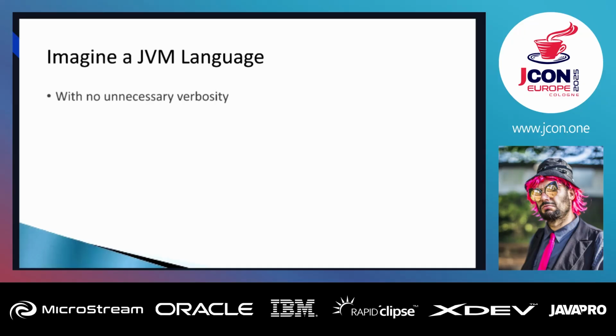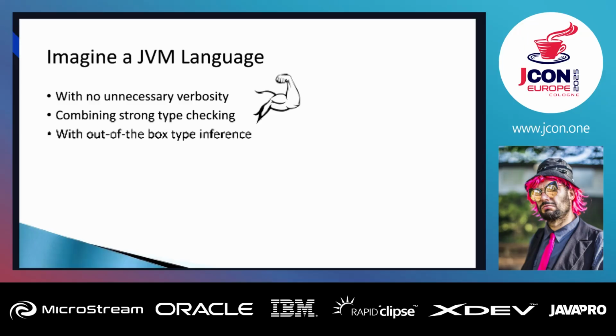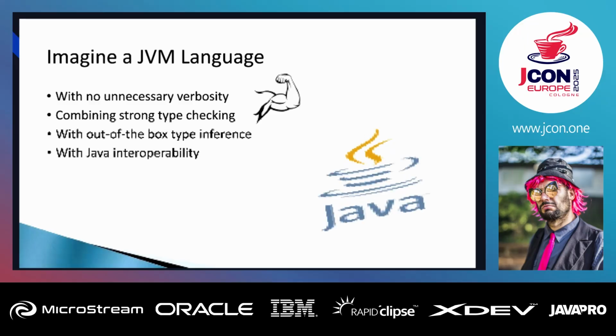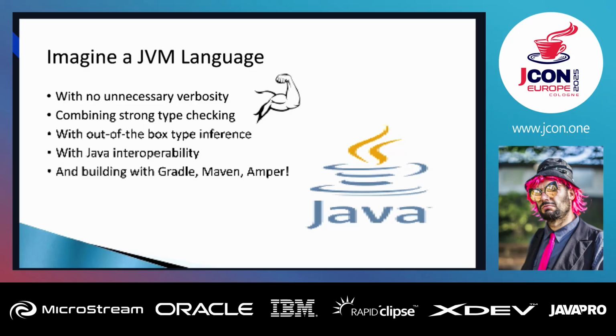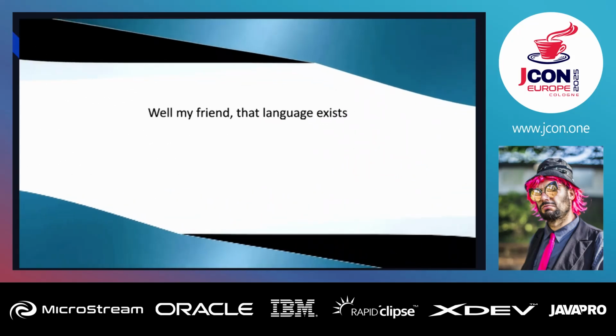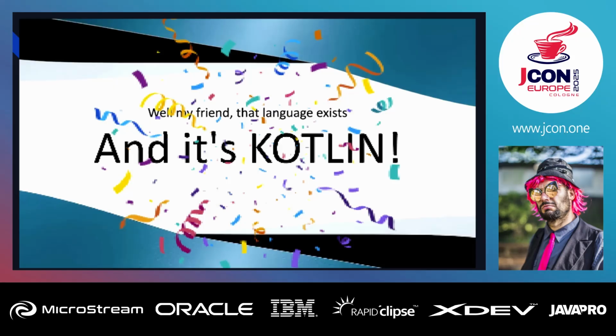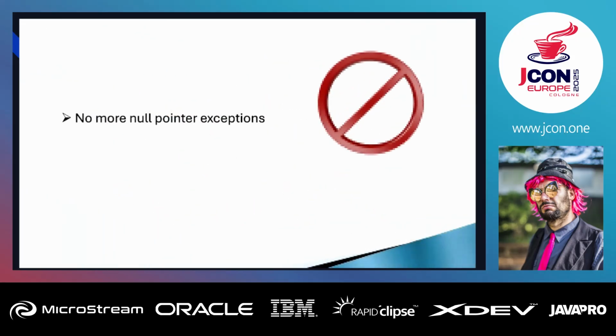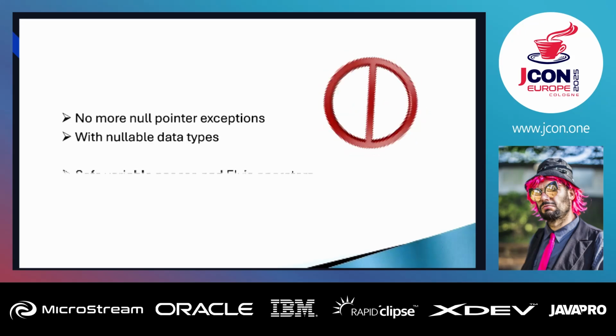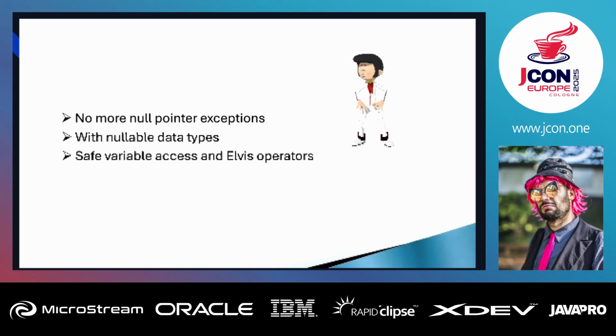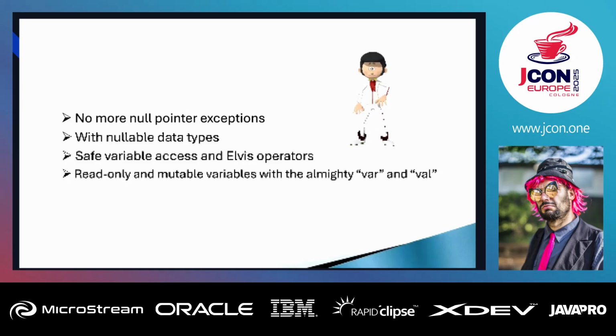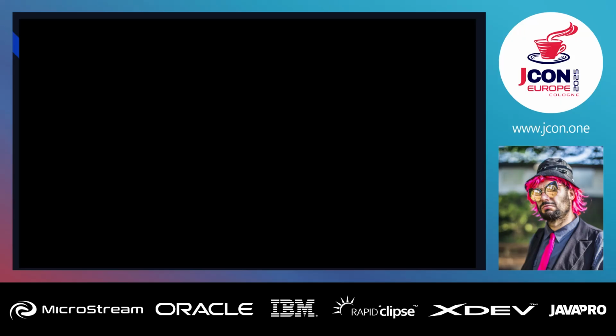Imagine a Java language with no unnecessary verbosity, combining strong type checking with all research exists, causing no null pointer exceptions with variable data types. Definable access and Elvis operator. Read all them multiple variables with the almighty var and val. Mutability of collection. All for fun, fun for all.